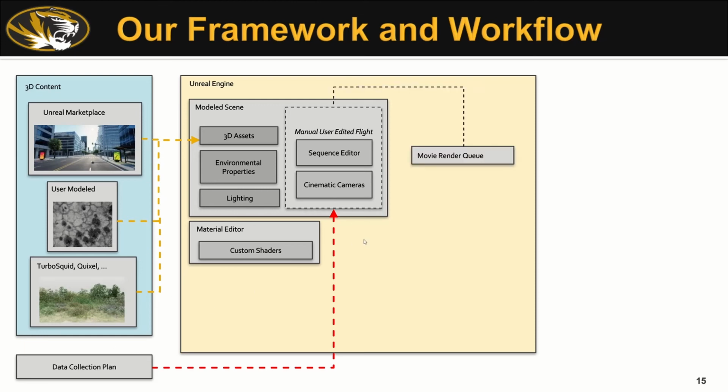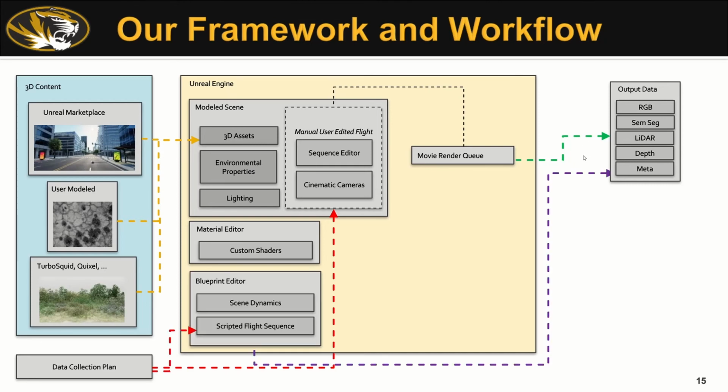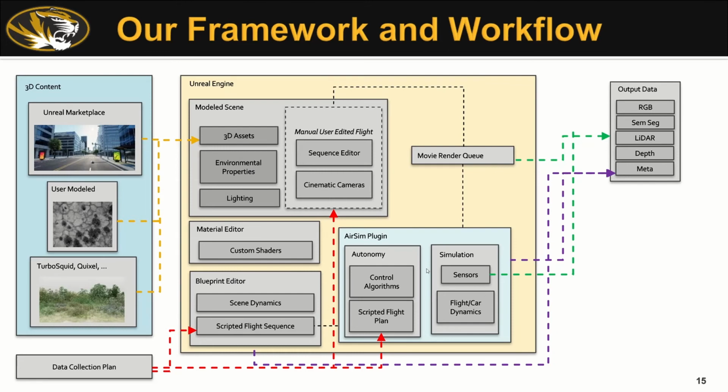We have our custom shaders that can also be used with the movie render queue to output all sorts of things. We have color and semantic segmentations. We have LiDAR, which is enabled by the AirSim plugin. Along with the AirSim plugin, we have all these other different sensors. We could do depth and sort of simulated RGBD. We have all the metadata associated with that.